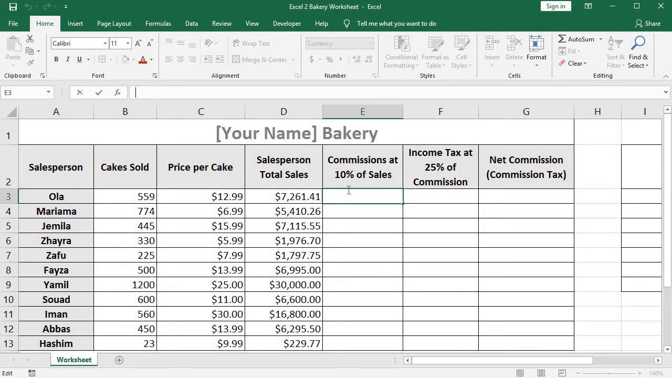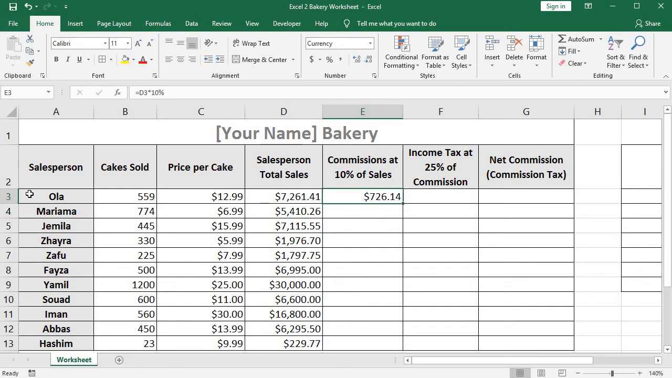So let's say equals D3. To calculate a percentage of something, you just multiply it by the percentage. Some of you will be tempted to put 0.10, but Excel can actually just take it as a percentage. So you can literally do D3 times 10%, and Excel will calculate that for you.